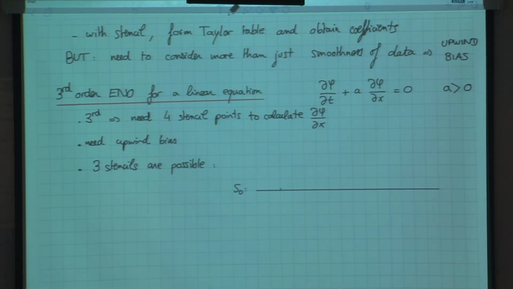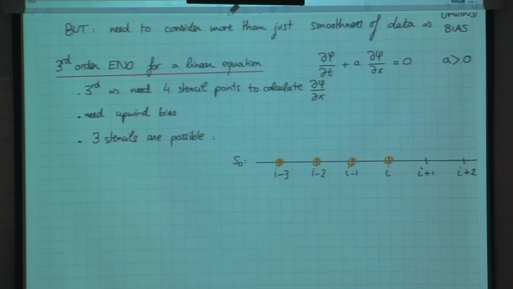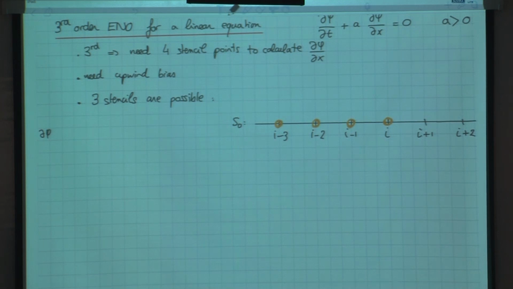Stencil S0. This is I minus 3, I minus 2, I minus 1, I, I plus 1, and I'll need I plus 2. So you could do that point, that point, that point, and that point. This is a set of 4 points that have as much upwind bias as possible. And for this, I'll give you one example. We're not going to go through all of them, but this is something that will give you a discretization that would look like d phi dx at location I, upwind biased, stencil option number 0. That would be a 1 over delta x.